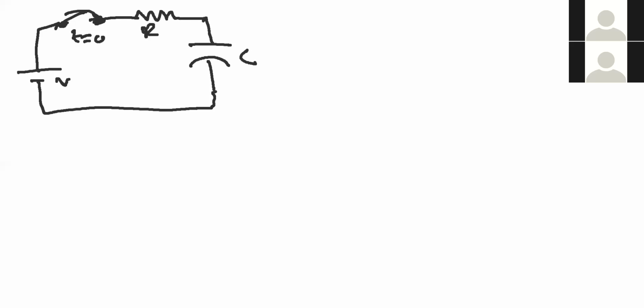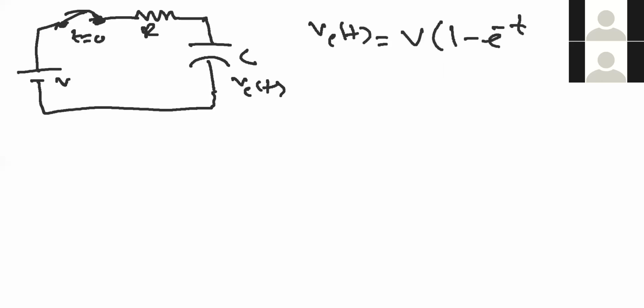Once you find the equation for the voltage across the capacitor, v_C(t), you already know that v_C(t) will be equal to the applied voltage times 1 minus e raised to power minus t over RC. We are not going to derive this one because I expect that you already know.